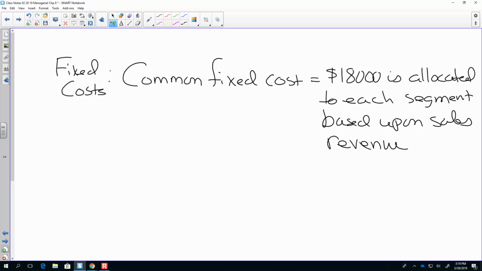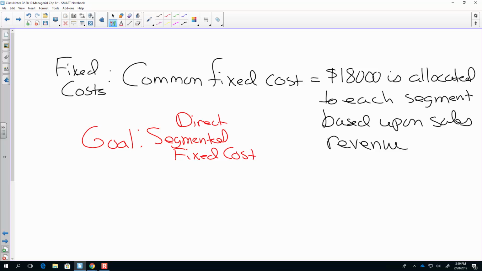That $18,000 of common, and this is done by companies all the time. Common means it's not traced to a segment. What we are going to have to do is get that out of that fixed cost amount for that segment. I only want the direct. So the goal here is to get my segmented fixed cost, which is also known as direct fixed. So what's showing in the book now is both direct and common together. So for System A, $10,000 is both the direct and common together. Your first job, but I want you to think about it this weekend, is to get the common out of the $10,000.